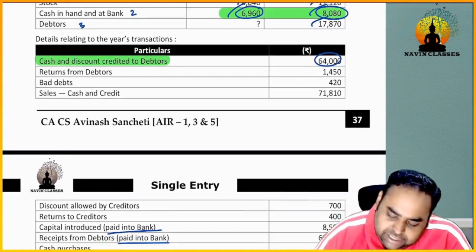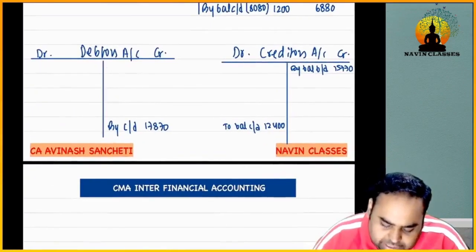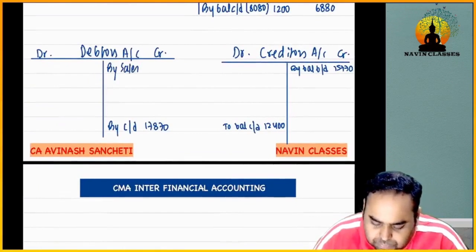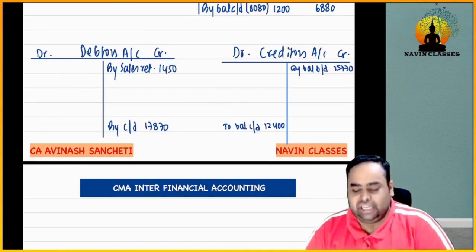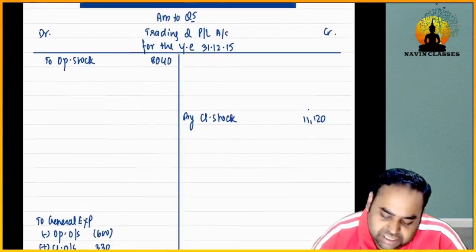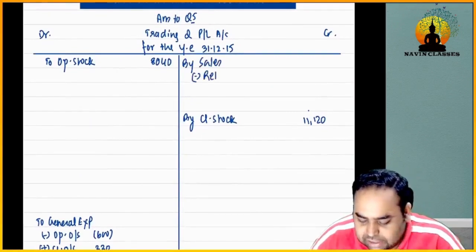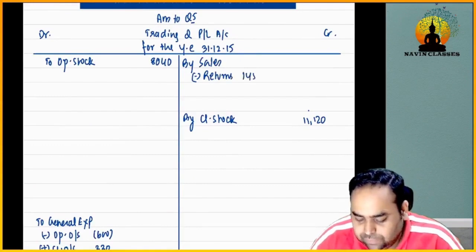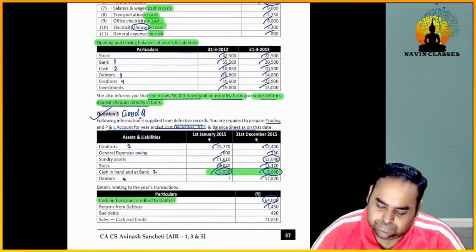Returns from debtor. The debtor has returned the goods. So we will go to the debtors account and there we'll write sales return. Now what will we do with this sales return? We will deduct this sales return in the trading account from sales, right? Now here we will write by sales minus returns. So it will come 1450. All right.